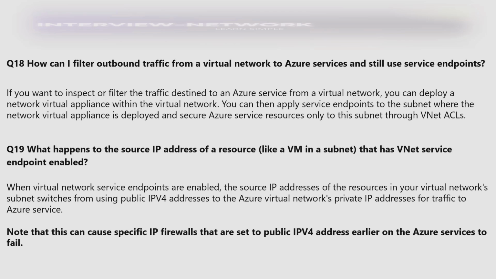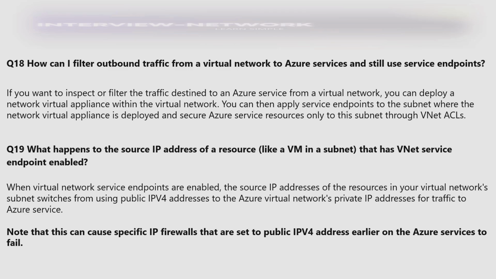How can I filter outbound traffic from a virtual network to Azure services and still use service endpoints? If you want to inspect or filter the traffic destined to an Azure service from a virtual network, you can deploy a network virtual appliance within the virtual network. You can then apply service endpoints to the subnet where the network virtual appliance is deployed and secure Azure service resources only to that subnet through VNet ACLs.